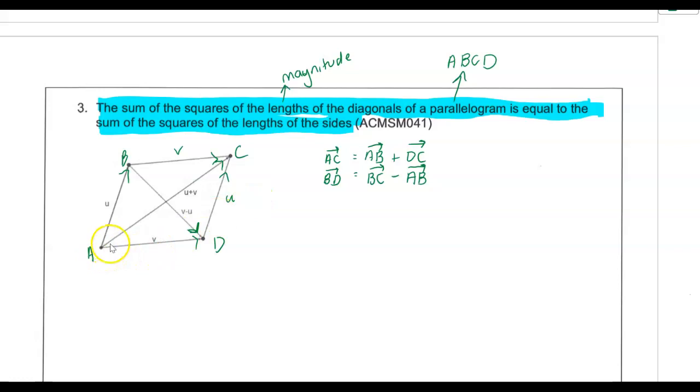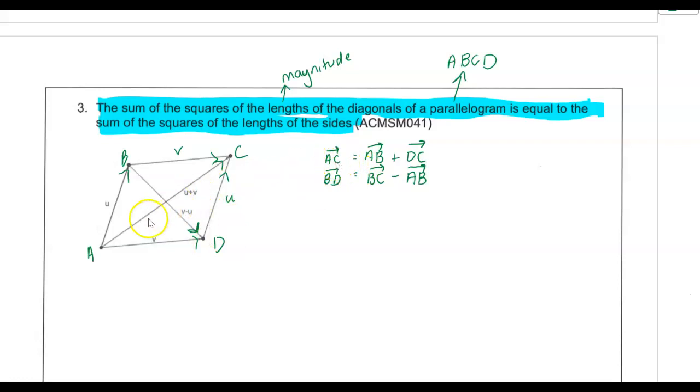So our diagonals in this parallelogram are AC and BD. And our sides are obviously AD, DC, BC, and AB. I'm using them in the direction that my arrows are shown. So first up, what I'm going to do is come up with another way of writing our diagonal.